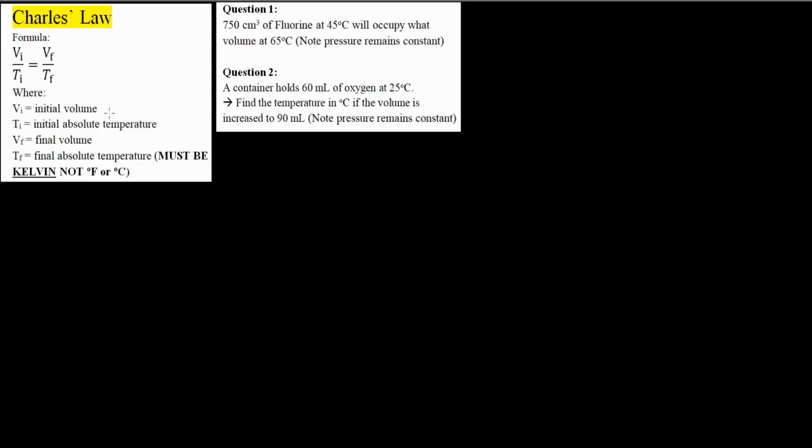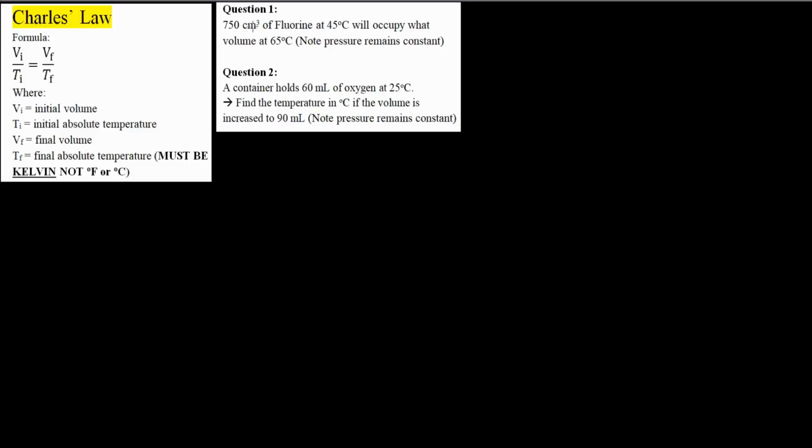Okay, in this video, we will go over Charles' law and go over two example problems. So Charles' law, the formula is initial volume divided by initial absolute temperature, so it must be in Kelvin, is equal to final volume divided by final absolute temperature, likewise in Kelvin. And so we have two problems.